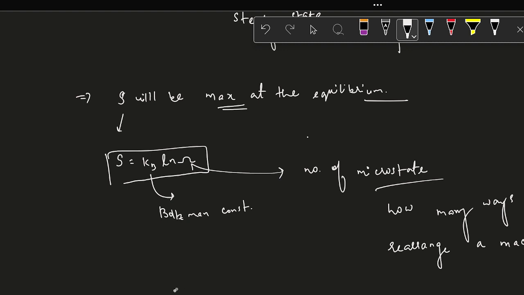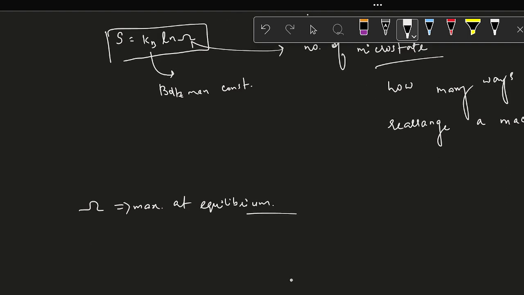So if omega is larger, then S will be increasing, and at equilibrium there will be the maximum number of omega possible. So this omega will be maximum at equilibrium, because at the equilibrium state the system can actually cover all the possible ways of rearranging the microstates, and that's why the entropy will also be maximum for that case.